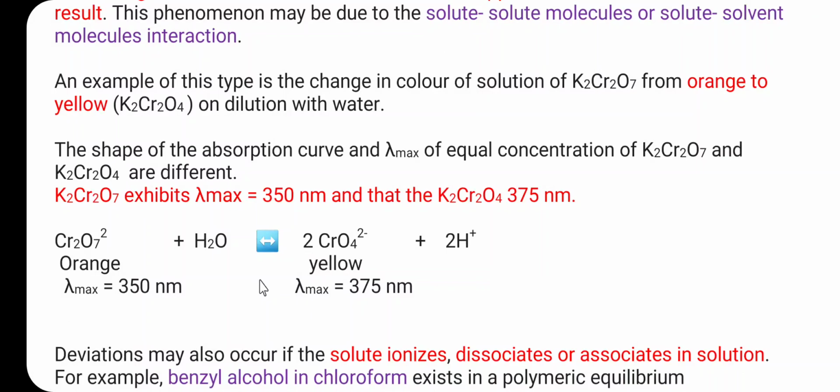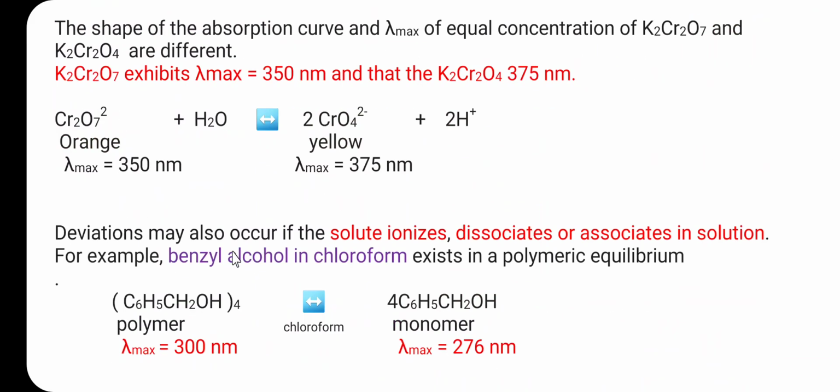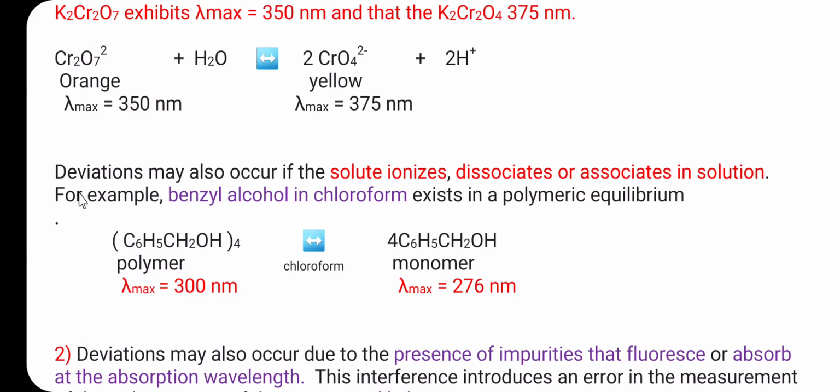What is the meaning of deviation from Beer's law? When we plot the graph of absorbance versus concentration, the graph is not a straight line; it is concave upward or concave downward. That means there is a positive deviation or a negative deviation. This is the first reason for the deviation. Let us consider another example.